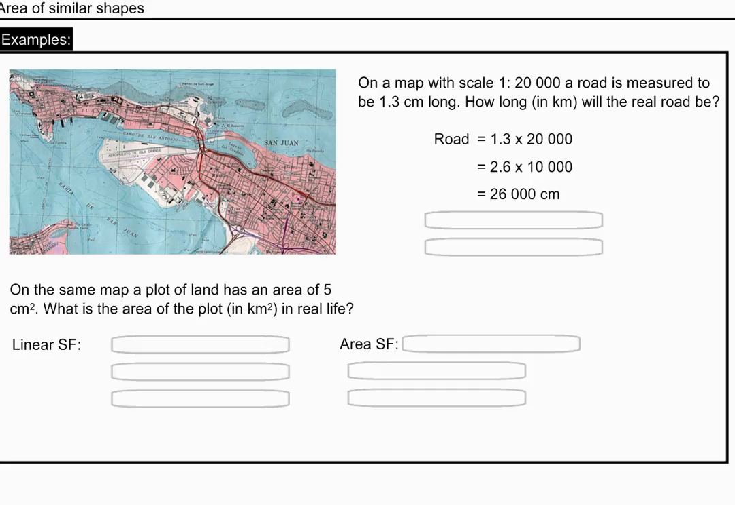Now, very hard to visualise that, and we've actually been asked to answer in kilometres. So I would divide by 100, because there's 100 centimetres in a metre, and then divide by 1,000 to change metres into kilometres. So it would be useful to know these conversions. So the road's just over a quarter a kilometre long, 0.26.